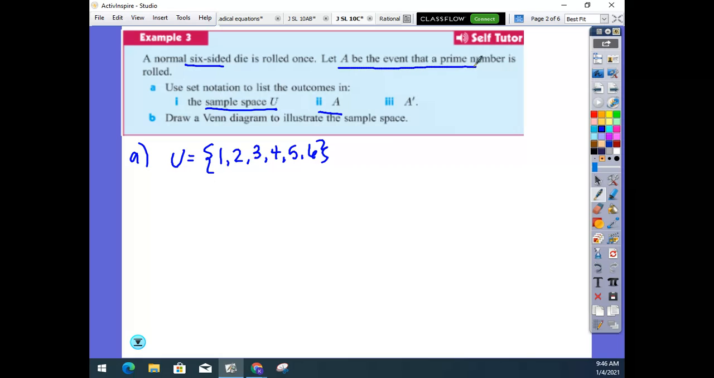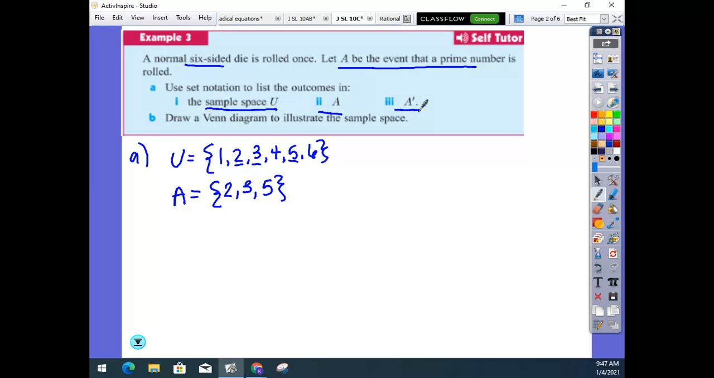They define A to be a prime number from these choices. So out of these six, how many are prime? The first prime number is 2. We don't start with 1. We start with 2 because 2 and 1 are the only factors. So 2 is prime, 3 is prime, and 5 is prime. So out of the 6 numbers in the universe, only 3 of them are prime.